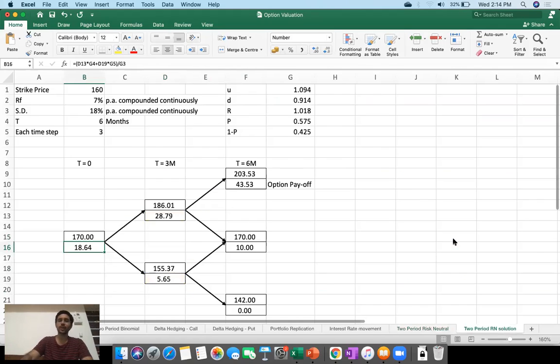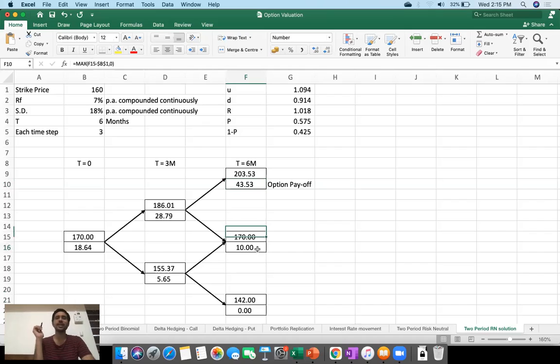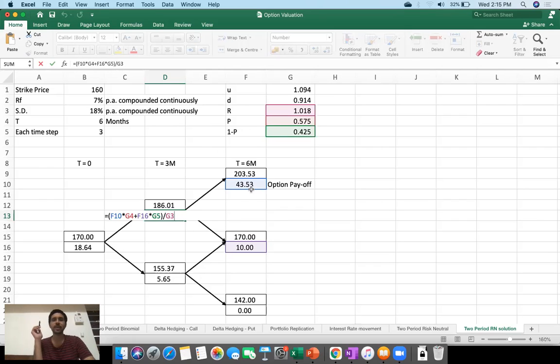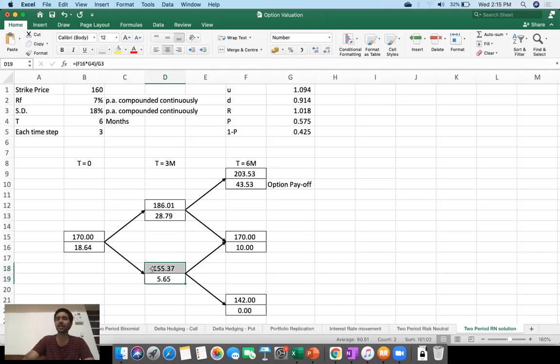If I just quickly show you on the Excel, the payoff that we had was 43.53, 10 and 0. I found out the value of the call option using the same formula: the upside probability multiplied by upside payoff plus downside probability multiplied by downside payoff, the whole divided by R. R is e power RT. Similarly, I found out the value at the bottom node, and then I found out the value of the call option today. So this is how we calculate the value of a call option under 2-period binomial.